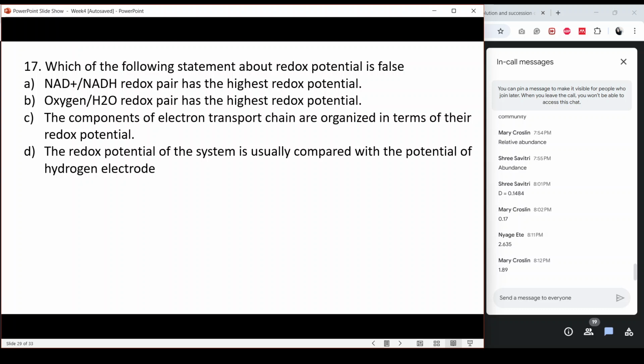Okay, so question number 17 is a very simple one. Which of the following statements about redox potential is false? The NAD plus NADH redox pair has the highest redox potential, or oxygen water? The components of the electron transport chain are organized in terms of their redox potential, or the redox potential of the system is usually compared with the potential of the hydrogen electrode. Which among the following is false?